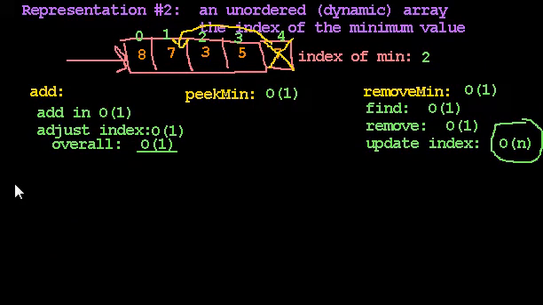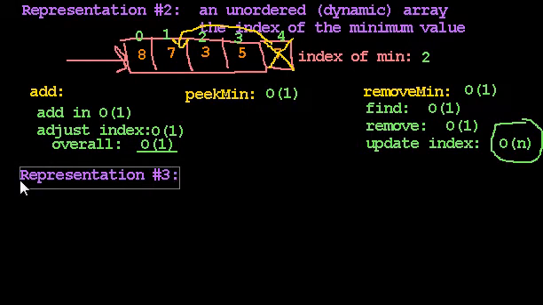Representation number 3. If we want to beat this linear time for removing the minimum value, we might think that the best way is to not have to search so hard for the new minimum. We don't want updating the index to take linear time. One way of making finding the next smallest and then the next smallest value a nice quick operation is to keep the data in sorted order, which you might have guessed was coming since I keep emphasizing it was unordered before, so now it's ordered.